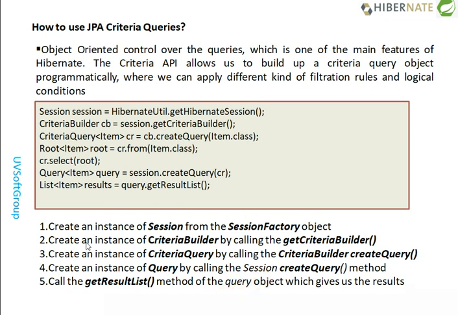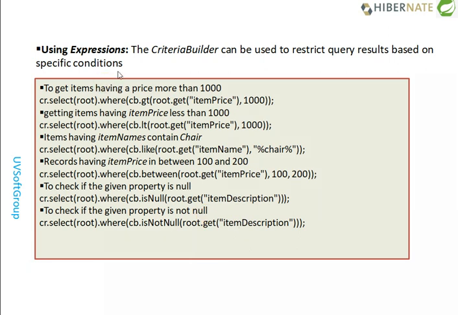So you see that I try to abstract something to make it clear, one example to build it, based on the criteria queries. Using expressions, you can do the criteria queries with expressions. You see get less than, greater than, or between your records, and even null or not null checks. Those things you can do using the expressions with the criteria builders.